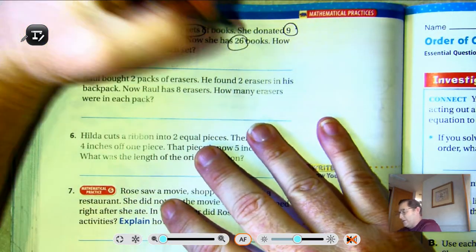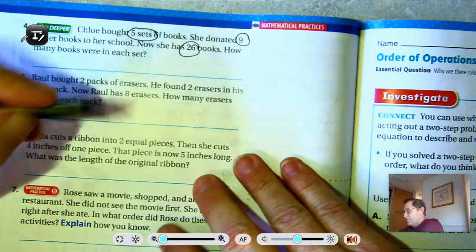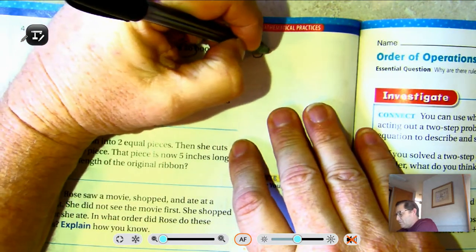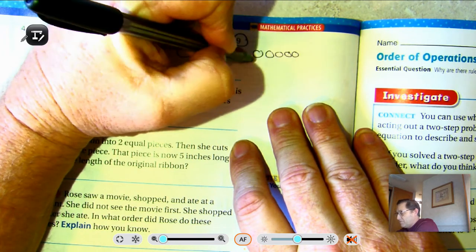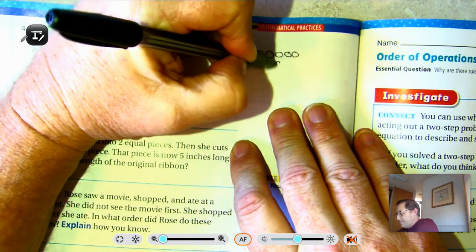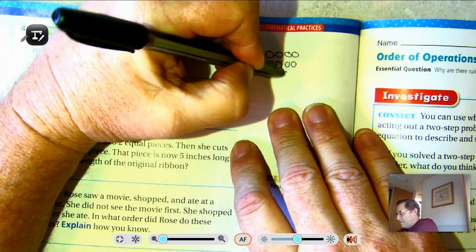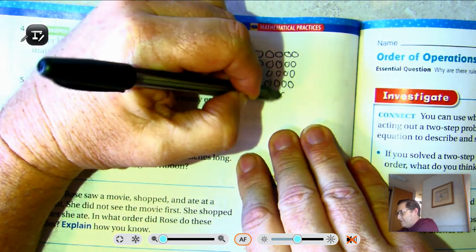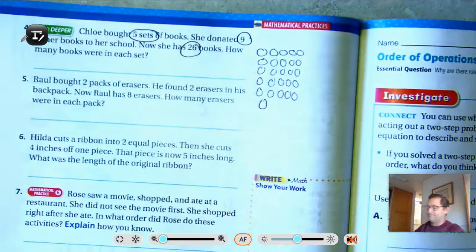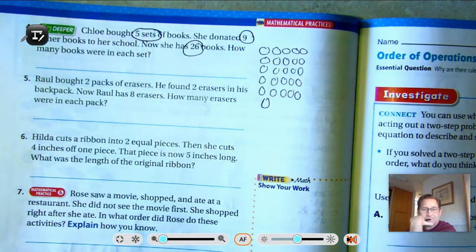She now has 26. So if we drew a picture for this again, let's start with the 26 books she has now. So 2, 4, I'm going to put them in groups of 5. 2 for 5, 10, 15, 20, 25, 26. So that's how many books Chloe has now.